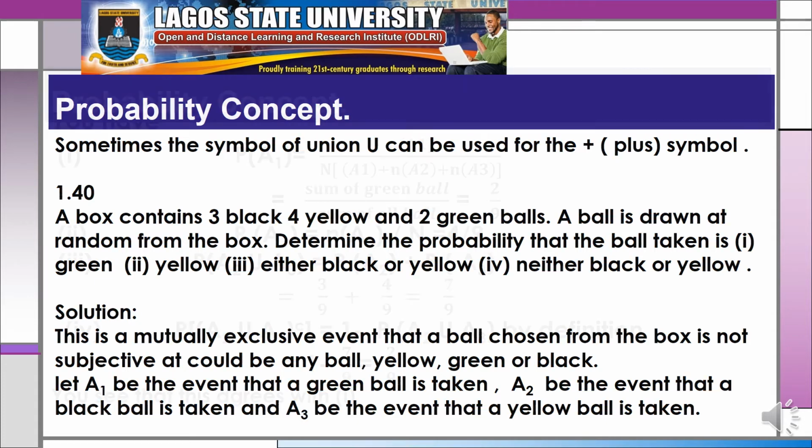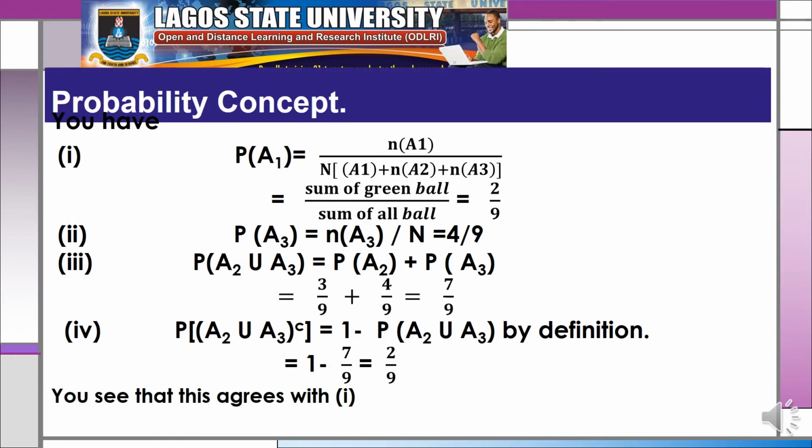Solution. Find the probability formula you have for P of A1. For question 1, you have it to be 2/9. The other one is 4/9. The third one is 7/9. You add because of the or, you add the two probabilities, so 7/9.